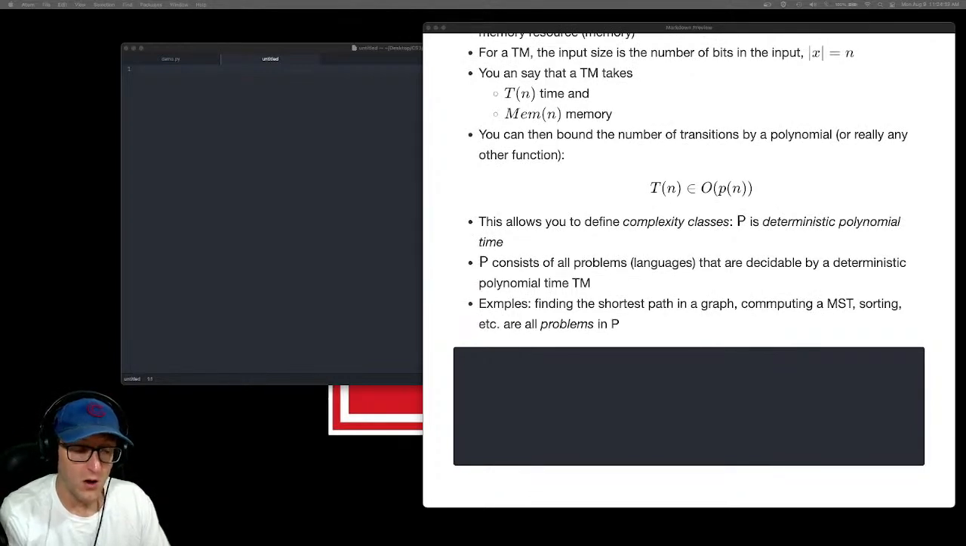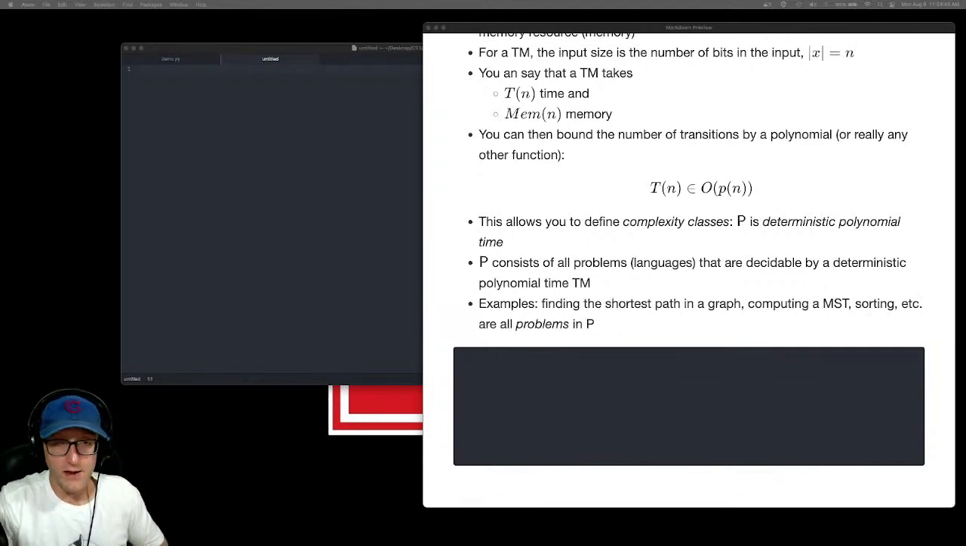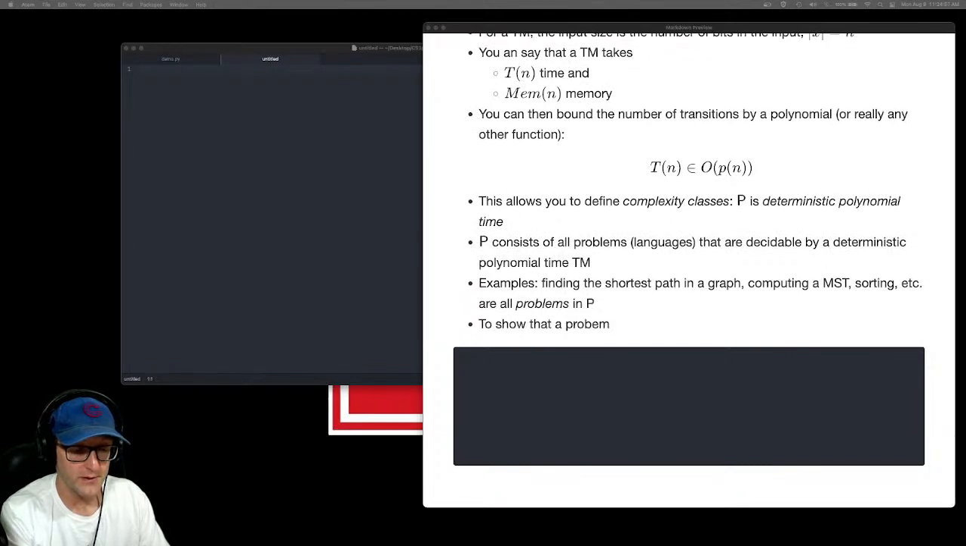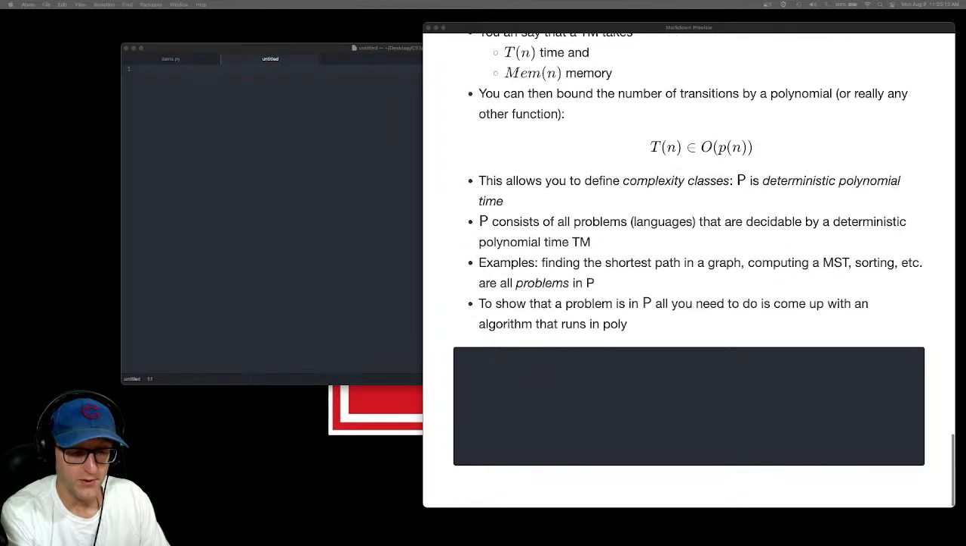These are not algorithms. These are problems. P and NP are classes of languages. They're classes of problems that have been shown or demonstrated to exist. For example, to show that a problem is in P, all you need to do is come up with an algorithm that runs in polynomial time.